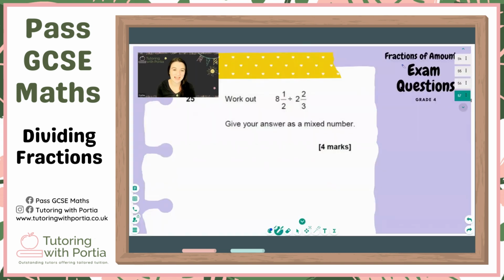Okay, we're now going to look at a more complicated question, but still using exactly the same keep, change, flip. This is a grade 4 question, and you can see it's worth 4 marks, whereas the last 2 were only 1 mark each. So instead of starting with a proper fraction here, they've given you mixed numbers. We've got 8 1/2 divided by 2 2/3.